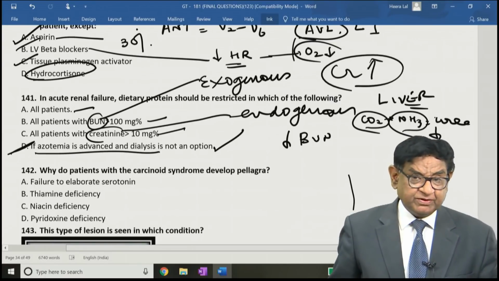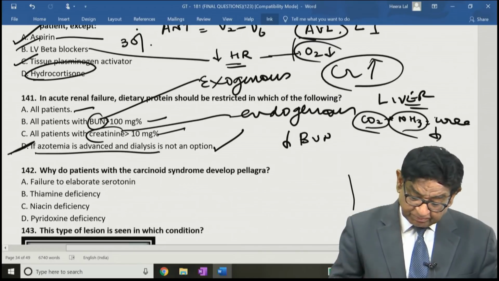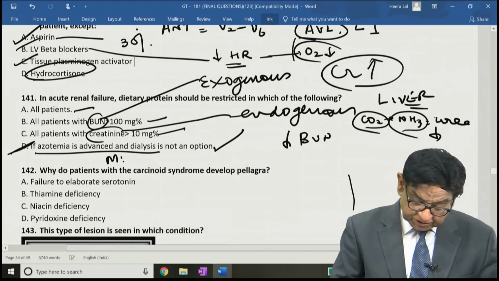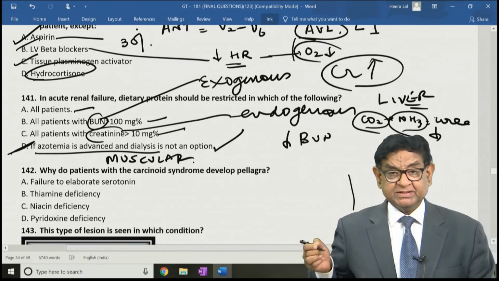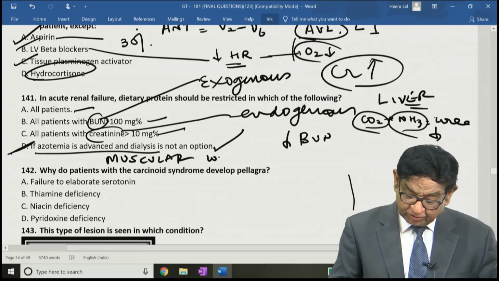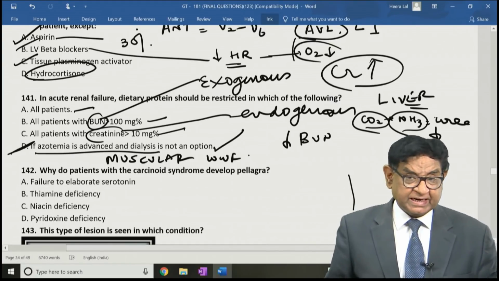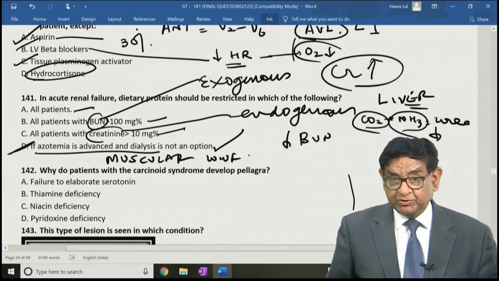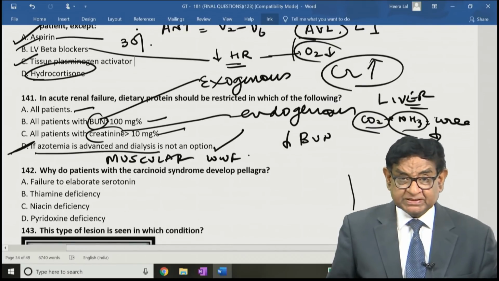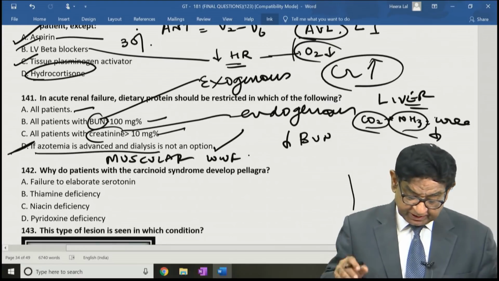And one more condition where creatinine is out of proportion to urea is a very muscular body. A normal person with very high muscle, like those who fight, with a big muscular body, also have a higher creatinine as compared to urea because the bulk of muscle is very high, so they produce more and more endogenous creatinine.